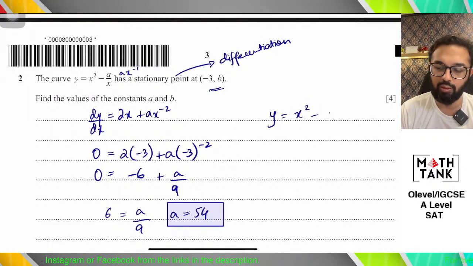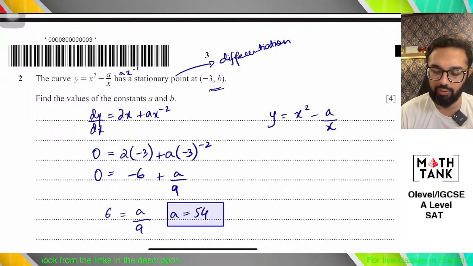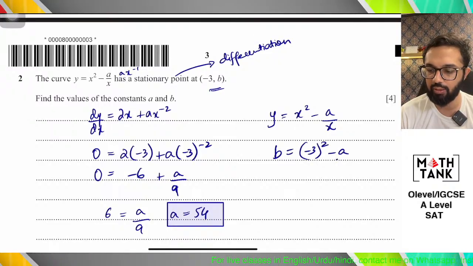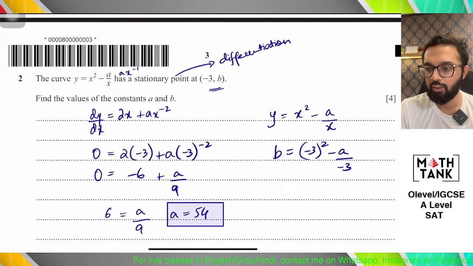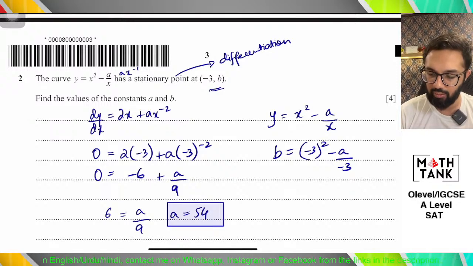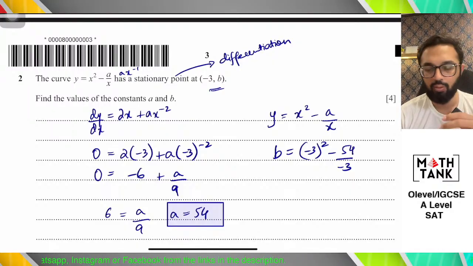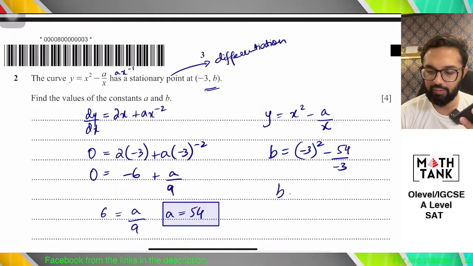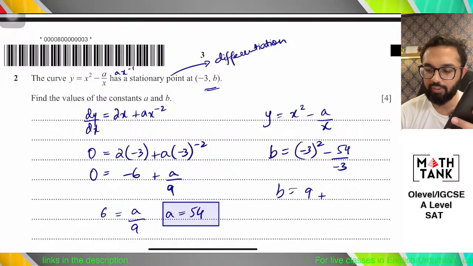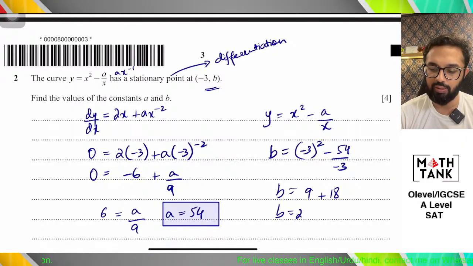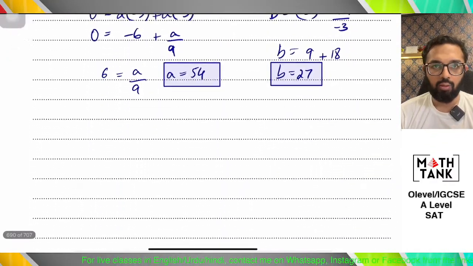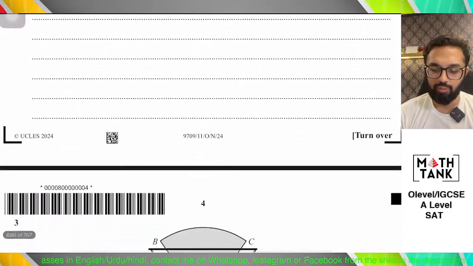So a is 54, and then I have to find b. I'm going to use that in the equation of the curve, and I'm going to say that b equals minus 3 squared minus a over minus 3. I have a, so I'm going to plug that in as well, 54. So b is therefore 9 plus 18, b is 27. Okay, moving on to the next question then.